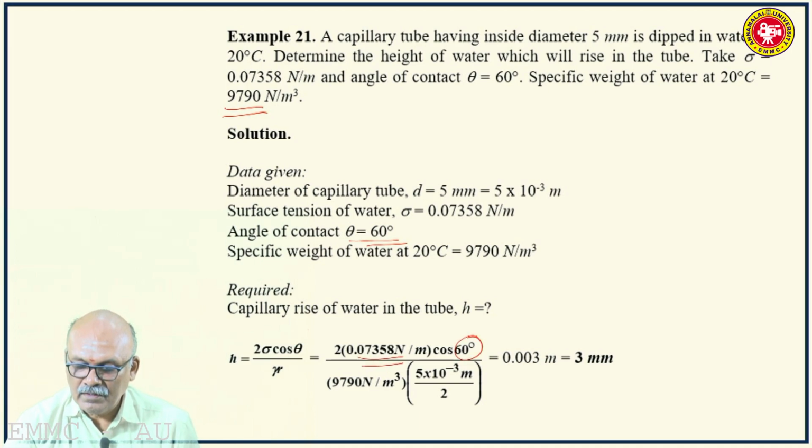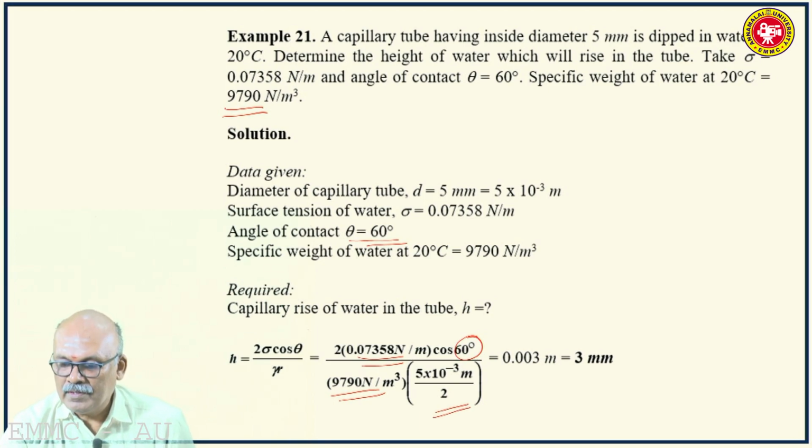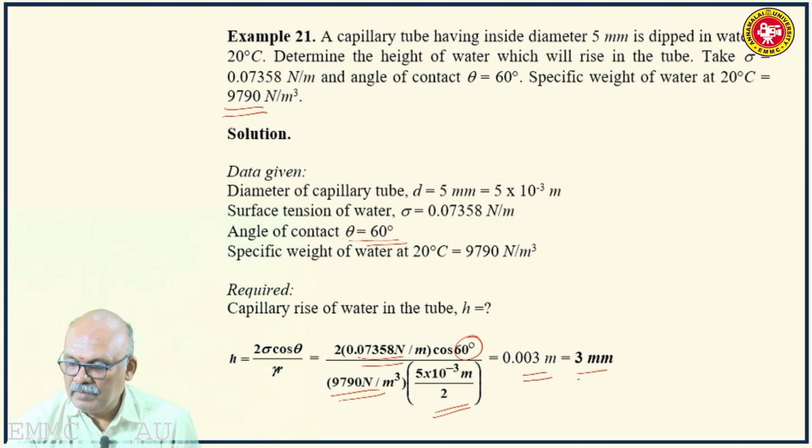Surface tension is given. Specific weight is given. And radius, 5 millimeters divided by 2, 2.5 millimeters, that will be expressed in meters. So you get 0.003 meter or 3 millimeters.